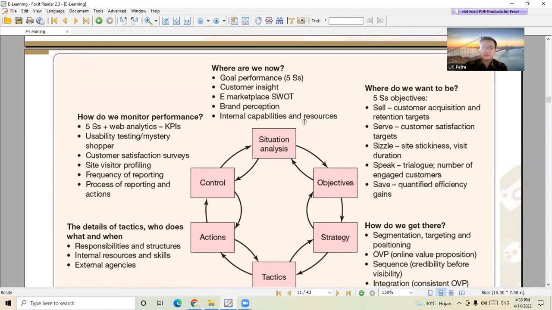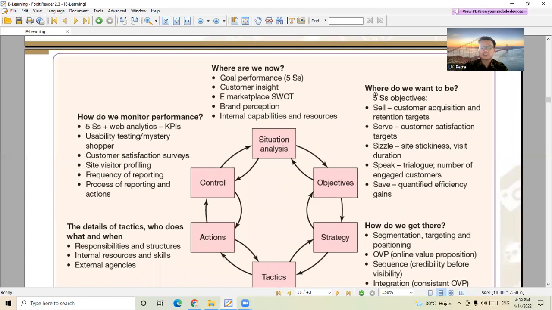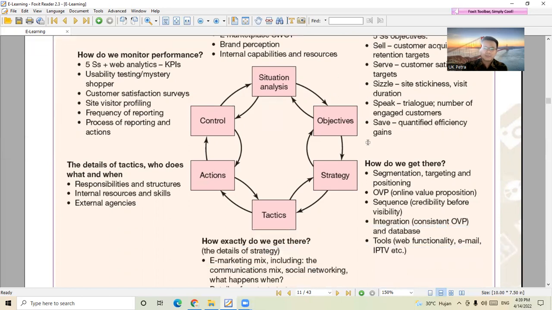The second part, after we conduct our situation analysis, we move on to the objectives. The question that we want to ask about the objectives is, where do we want to be? Basically, we use the 5 S's. The 5 S's consist of sell, customer acquisition and retention, serve, sizzle, speak, and save. After we decide our objectives, we move on to formulate our strategy.